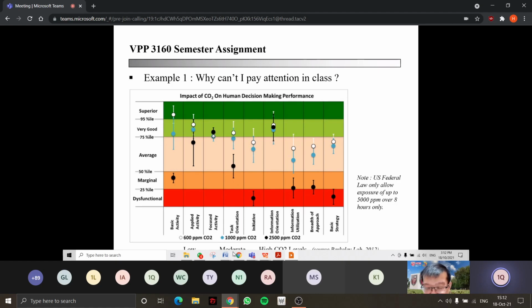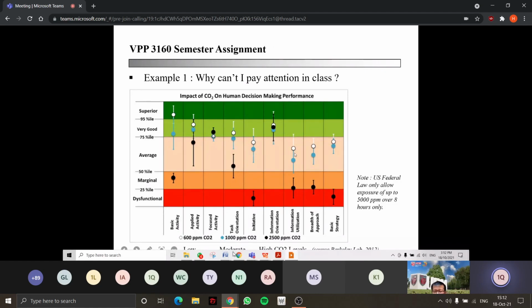We don't care. We just stuff everybody in a mall, stuff everybody in the car, and then become super tired. But in the US, they have the federal law allowing exposure up to 5000 ppm. So you can see here the differences due to the level of CO2. 600, of course, is quite good because it doesn't affect all these skills: the basic activity, the applied activity, the focus activity, the task orientation, initiative, and so on and so forth.